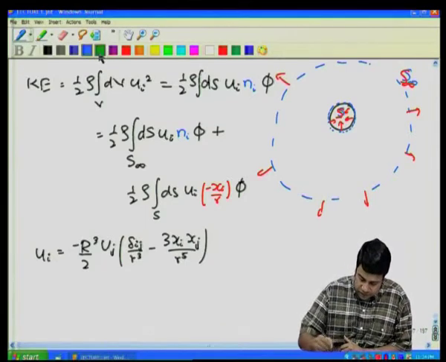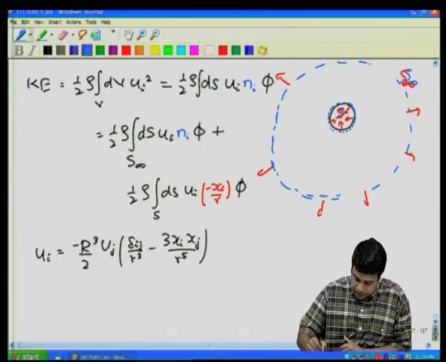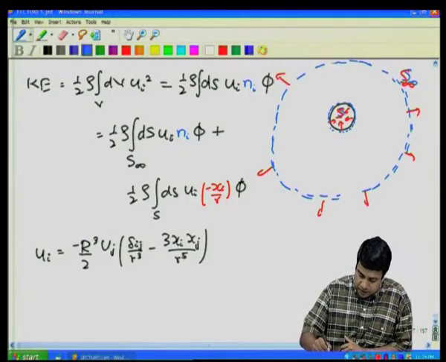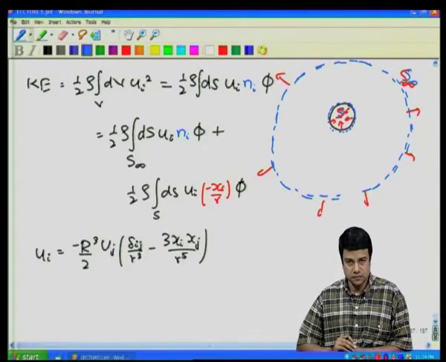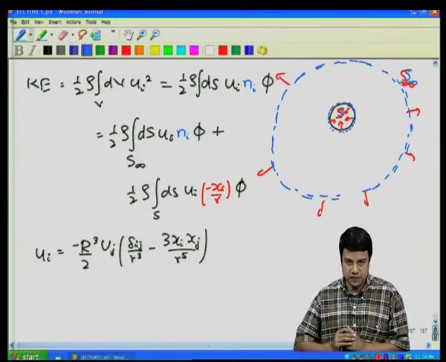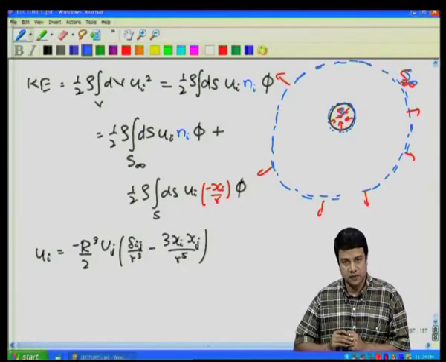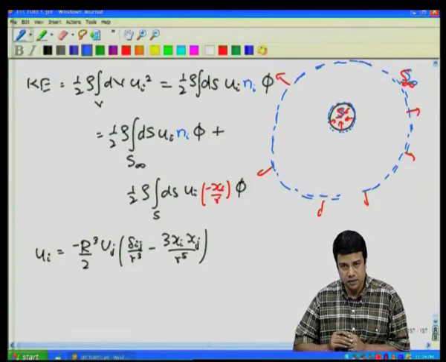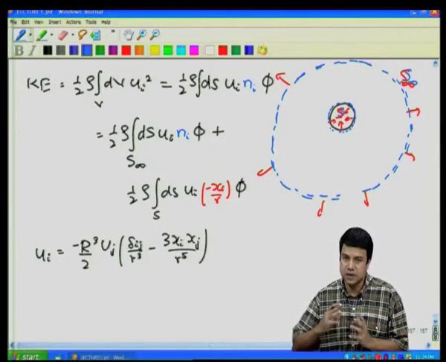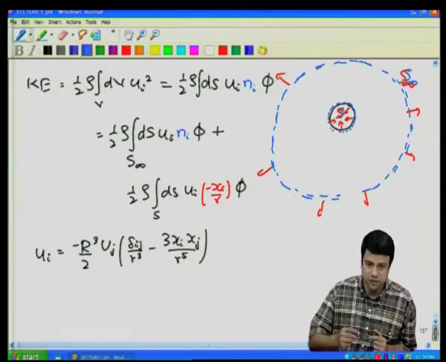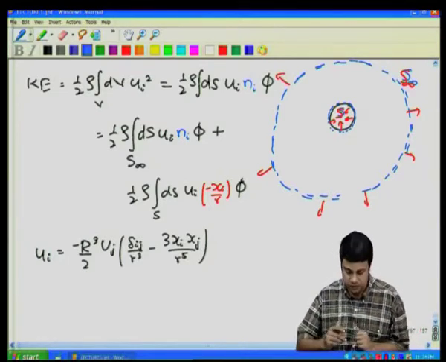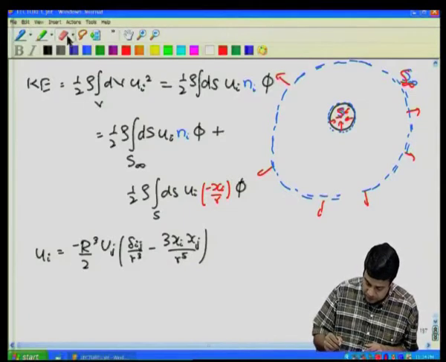Over the surface at infinity, as r goes to infinity, the surface area increases as r squared, because the surface area of a sphere is proportional to r squared, whereas the velocity itself decreases as 1 over r cubed. So, in the limit as r goes to infinity, this gives a contribution that goes to 0, because the product of the two goes as 1 over r, and therefore, it goes to 0.